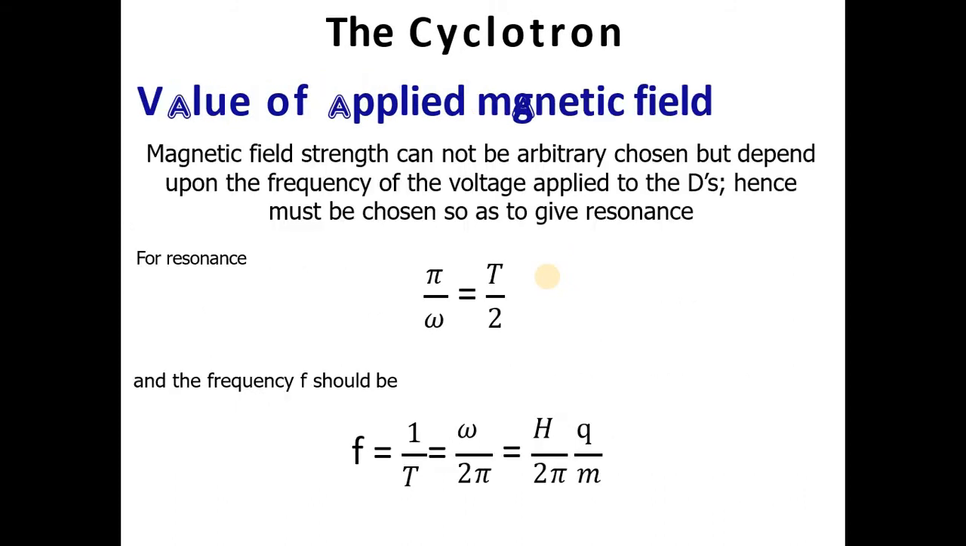The value of the applied magnetic field. Magnetic field strength cannot be arbitrarily chosen but depends upon the frequency of the voltage applied to the dees. Hence, it must be chosen so as to give resonance. For resonance, pi by omega equals T by 2, and the frequency f should be the reciprocal of the time period, which equals omega by 2 pi, that equals H by 2 pi times q by m. Increasing the frequency will also require increasing the magnetic field.